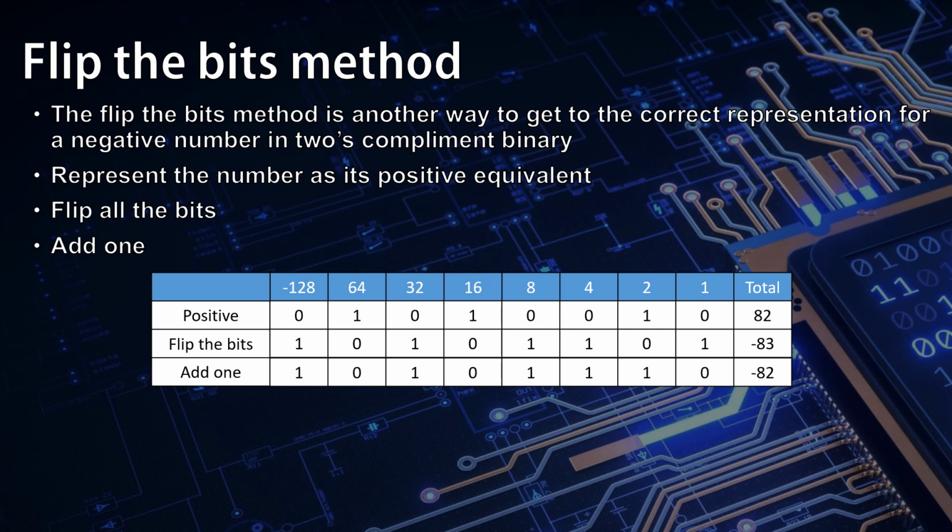Now we add 1 to the rightmost column, which was a 1, so it's going to become a 0, and that's going to move to the next column. That was a 0, so it becomes a 1. Our new number is 1, 0, 1, 0, 1, 1, 1, 0, which is minus 82, and you can compare it to the last number we created and see that it's exactly the same.